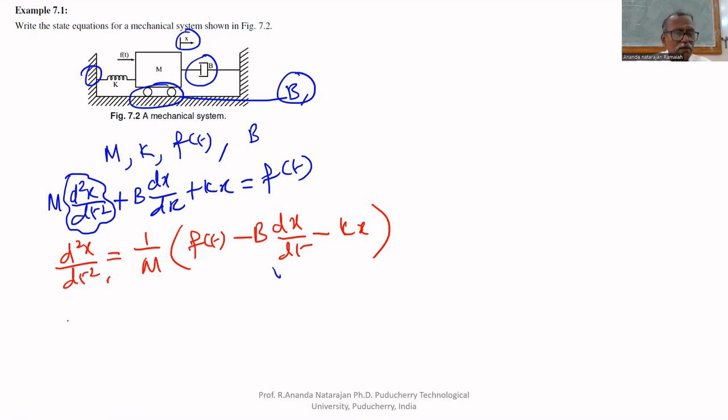The same way, we are assuming that x equal to x1, the output x equal to x1. x1 dot equal to the first derivative of x1, which is x2. x2 dot equal to, why are we keeping x1 dot equal to x2? What is the meaning of that?